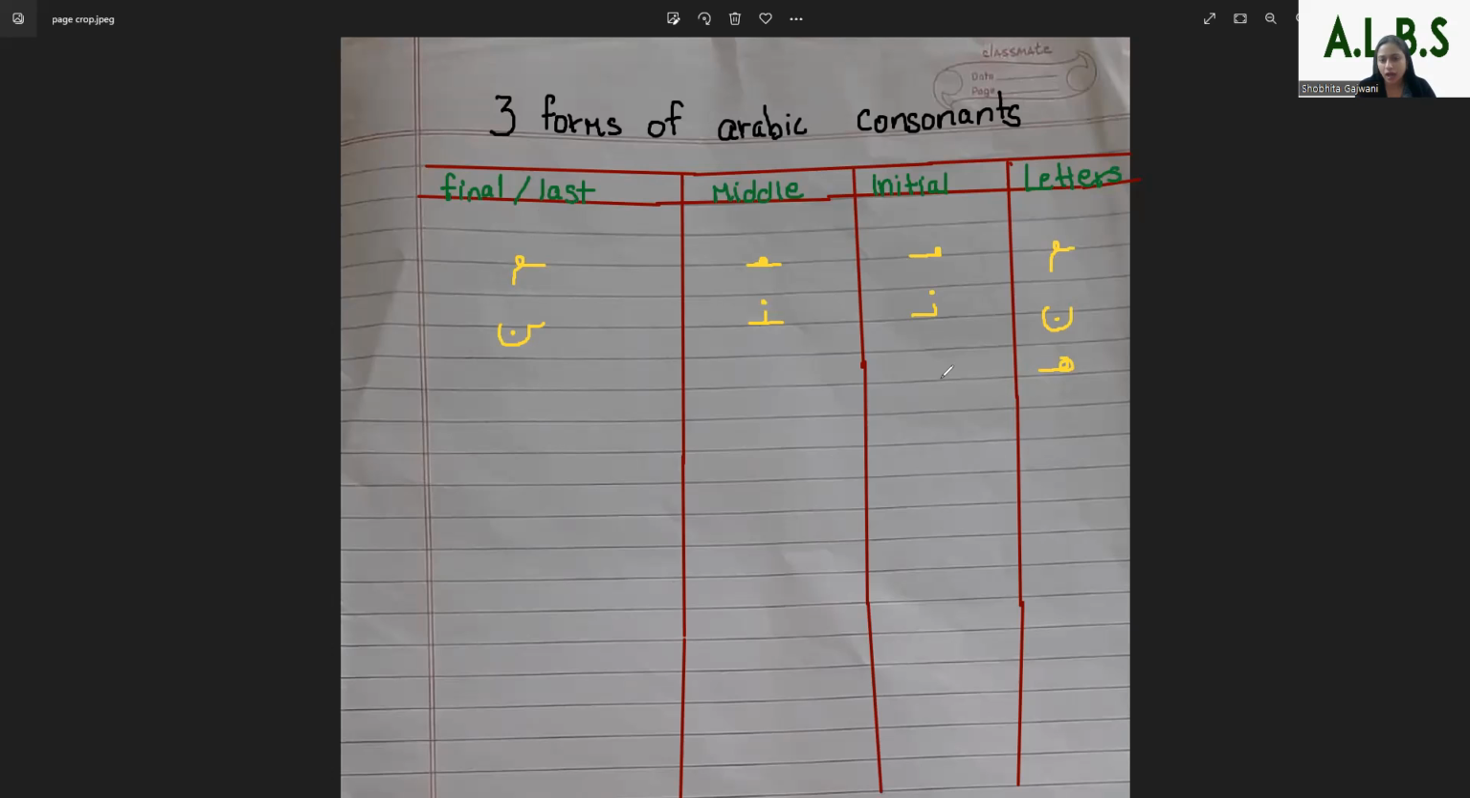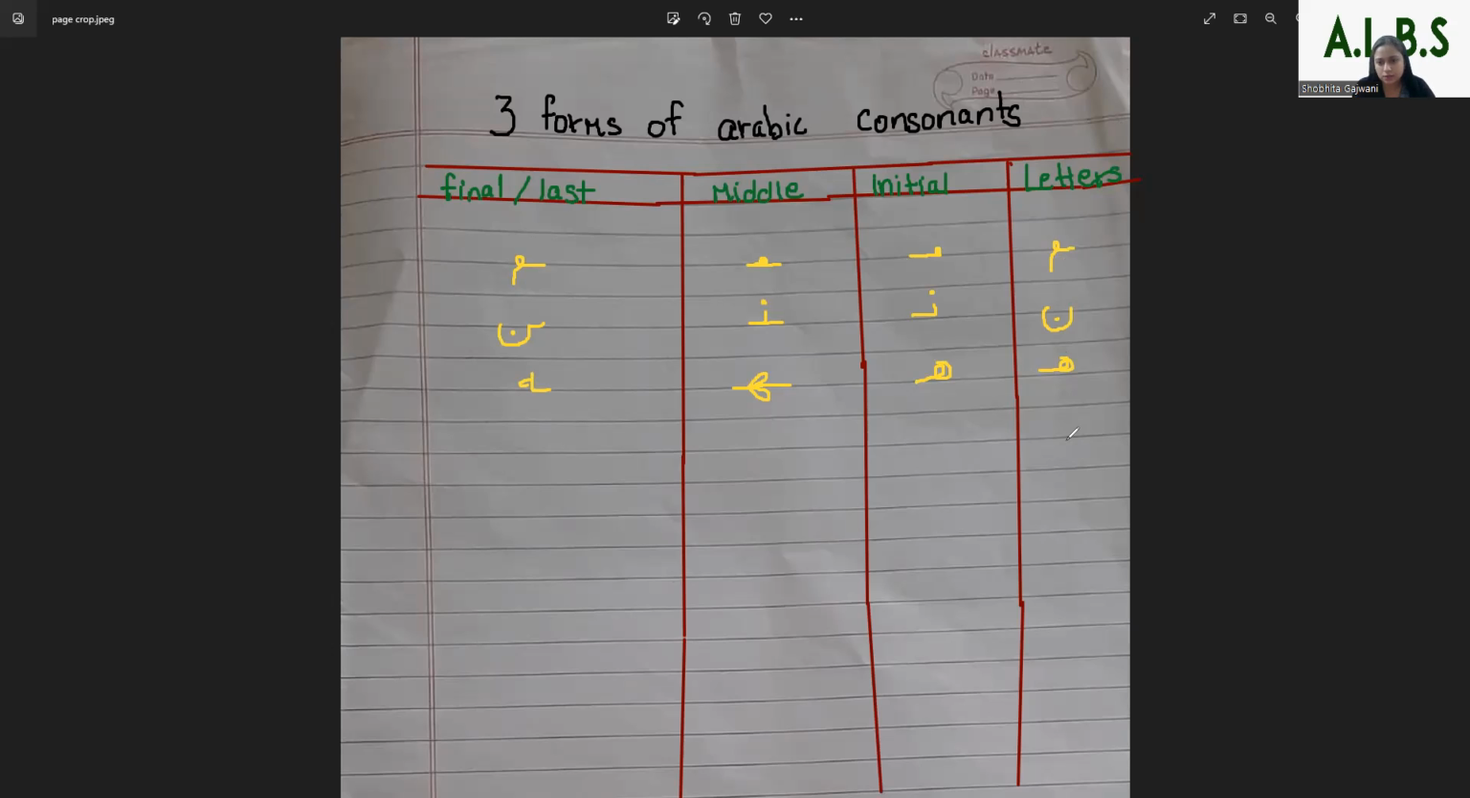Now here comes ha. Initial one, it is same like the structure as itself. The middle one, it looks like the butterfly, like this. It has the tails on either sides. And the last one, it is written like this. Ha. All right.